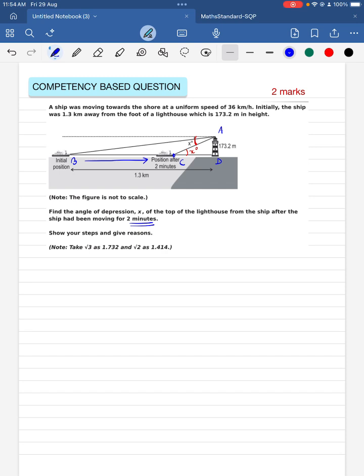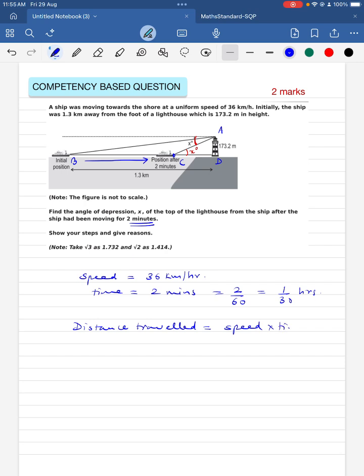Now they've given you that the speed of the ship is equal to 36 km per hour, and the time it has moved is equal to 2 minutes. Let me convert this to hours by dividing by 60, and I would get 1 by 30 hours. Now we can find the distance that the ship has traveled in these 2 minutes. Distance traveled will be equal to speed into time. In this case it's 36 into 1 by 30. Let me divide with 6, so I would get 6 by 5 kilometers, which is equal to 1.2 kilometers.